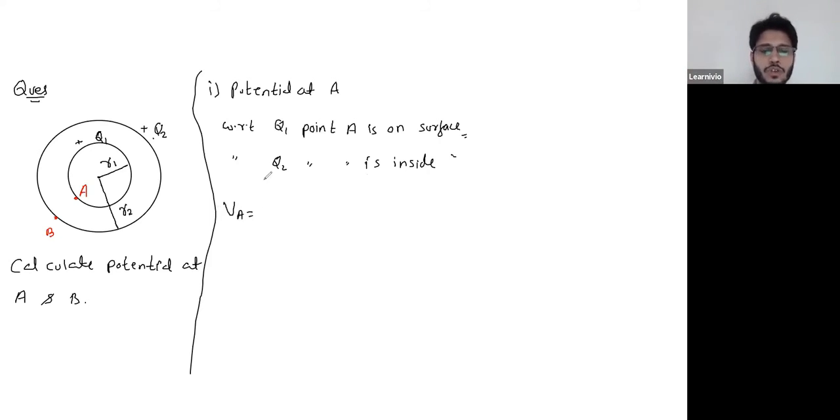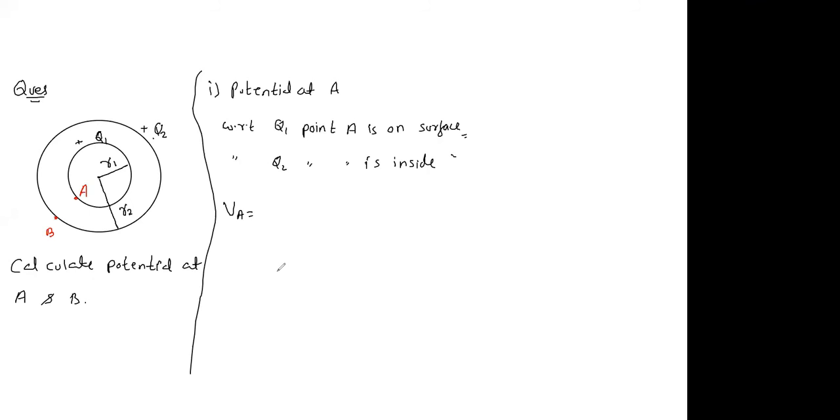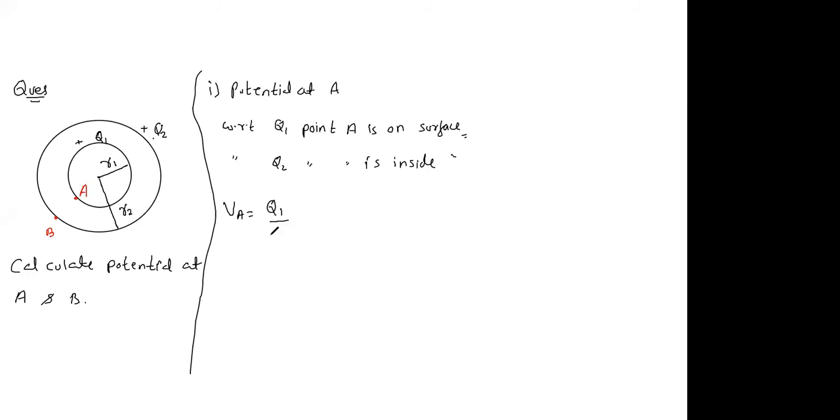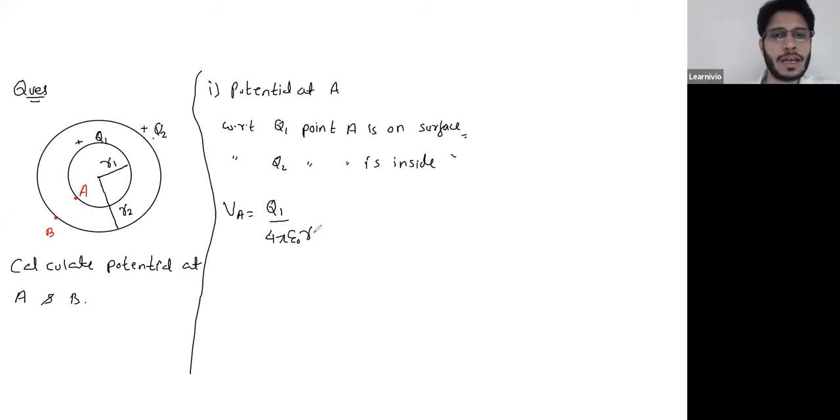So Joanna, what is the value of potential at the surface of the first sphere? Anyone? That's an open question for all now. What is the value of potential? Yes, Q1 over 4 pi epsilon naught R1, because the potential on the surface is Q over 4 pi epsilon naught R, where R is the radius. So the radius of the sphere is R1.